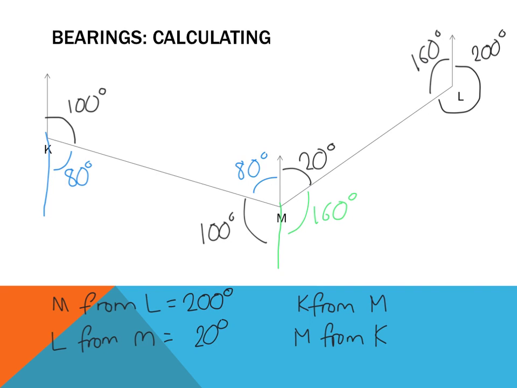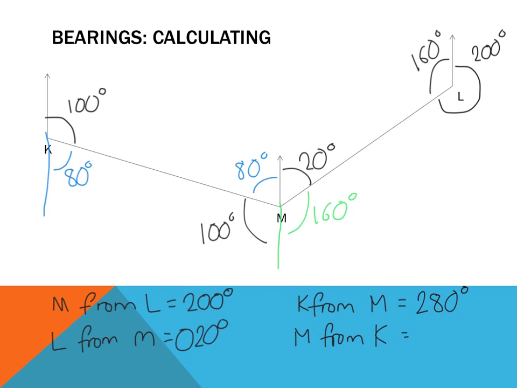Think about it. Does that have 3 digits yet? No, it hasn't, so we're going to add the 0 in front. Okay, next up we're doing K from M. So we're starting at M, and we've got to go clockwise all the way until we get to the line that's heading towards K. So we're going through a lot of degrees this time. We've got 20 degrees, then 160, then 100. So we've got 180 so far to here, then another 100, so in total we've got 280 degrees.